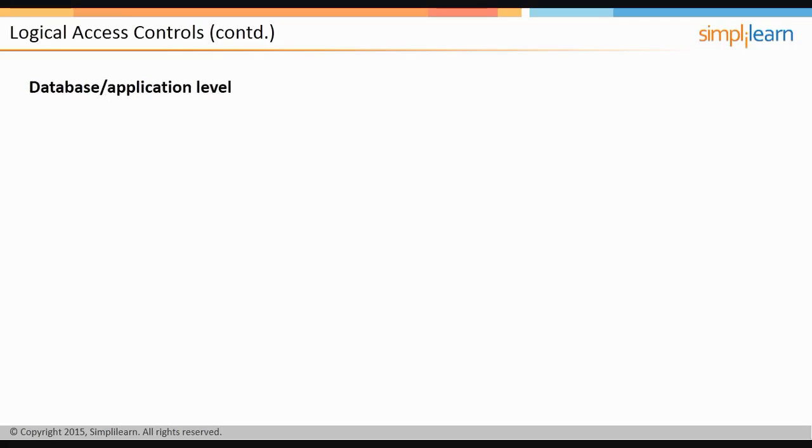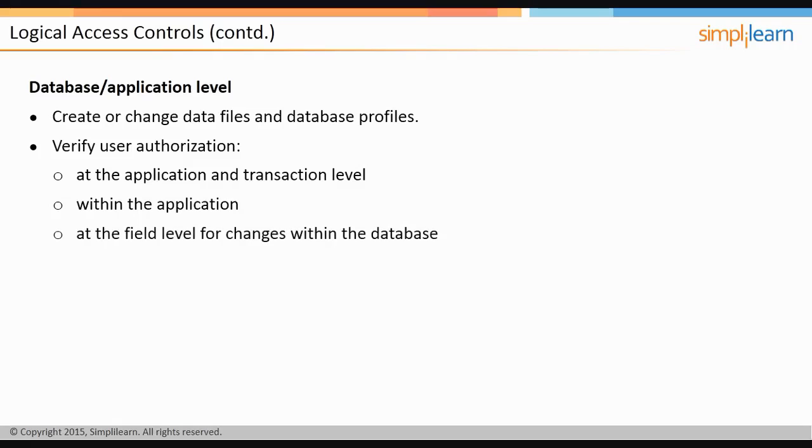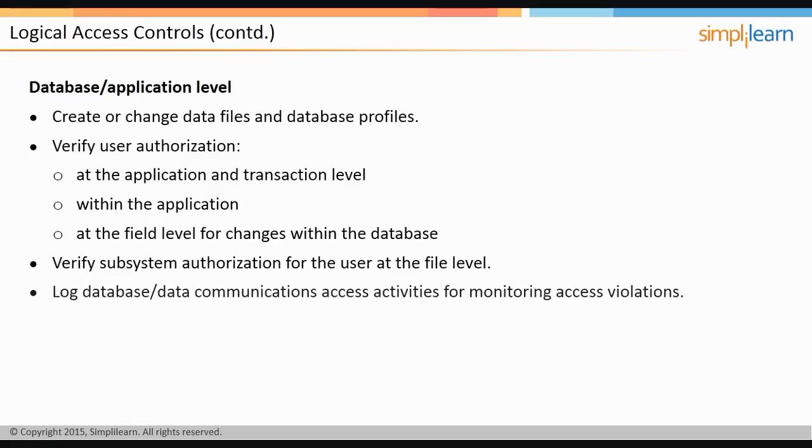Database or application level controls create or change data files and database profiles. They also verify user authorization at the application and transaction level, within the application, and at the field level for changes within the database. They also verify subsystem authorization for the user at the file level. In addition, they log database data communications access activities for monitoring access violations.